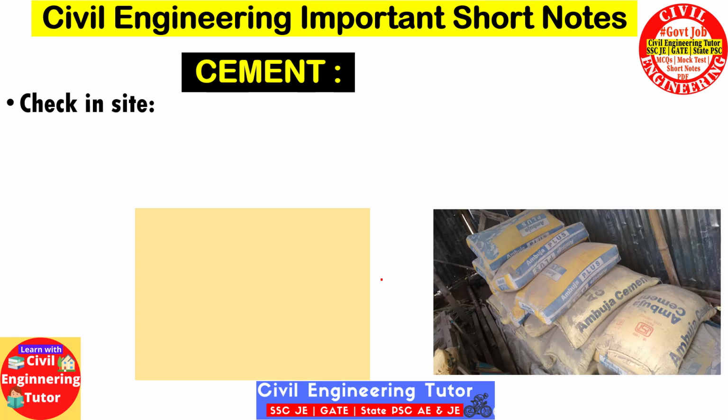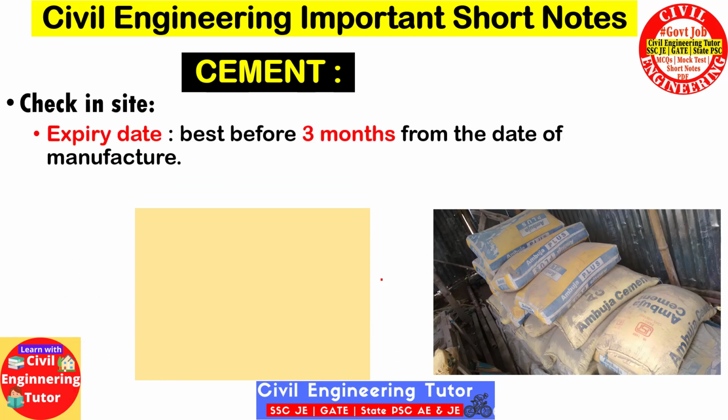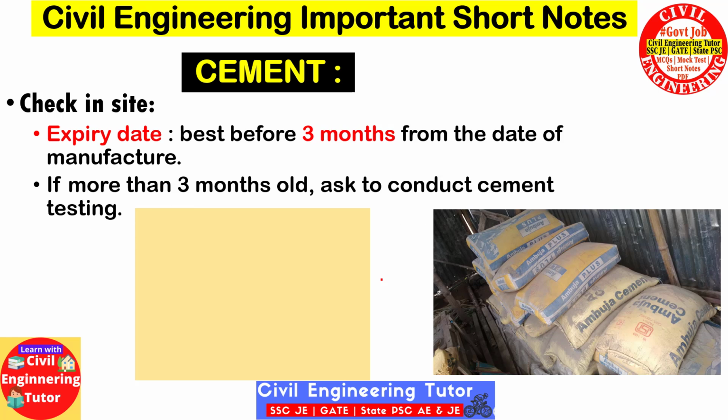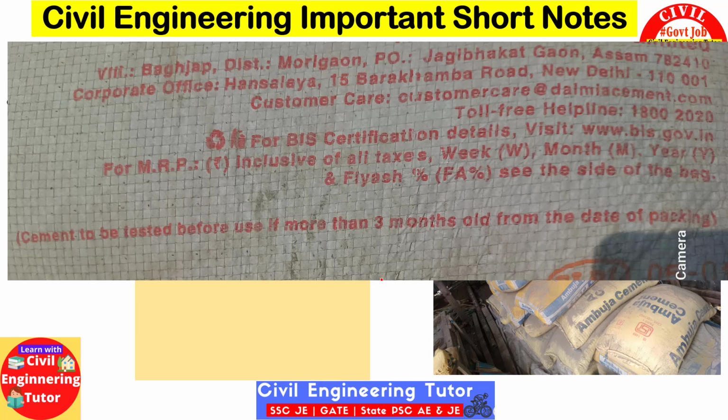Now moving forward, let's see what checks are required on site for quality control of cement. Cement should be used within 3 months from the date of manufacture. Now if cement is more than 3 months old from the date of manufacture, in that case the site engineer must conduct cement testing to maintain quality for further use.